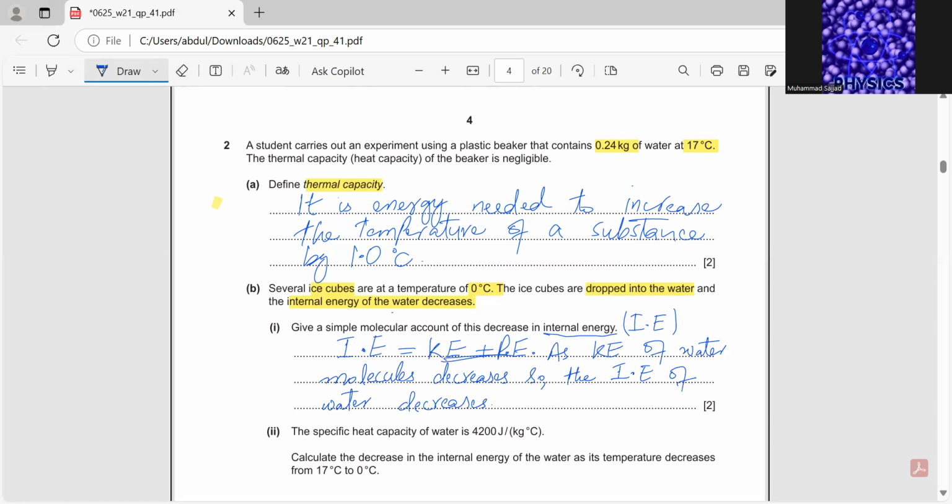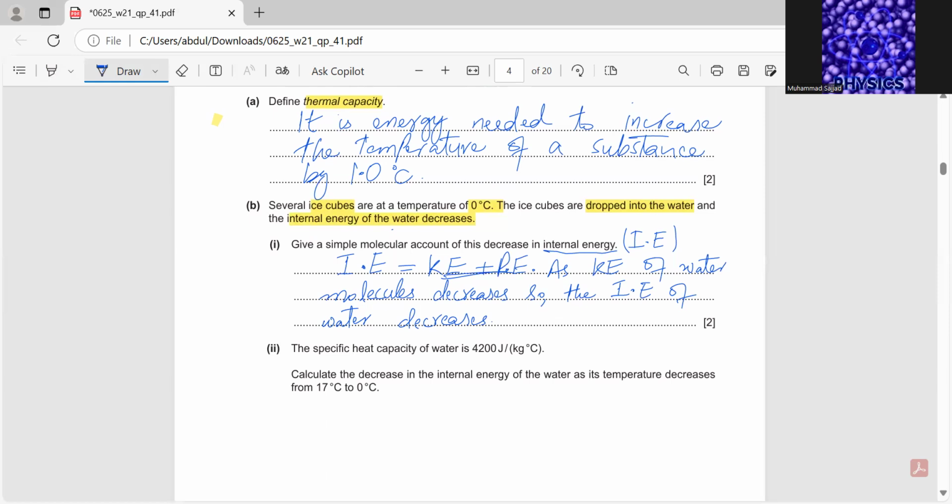As the kinetic energy of water molecules decreases, the internal energy of the water decreases, because internal energy depends on the kinetic energy of the molecules. The specific heat capacity of water is 4200 joules per kilogram per degree Celsius. Calculate the decrease in the internal energy of the water as its temperature decreases from 17 degrees Celsius to 0 degrees Celsius.